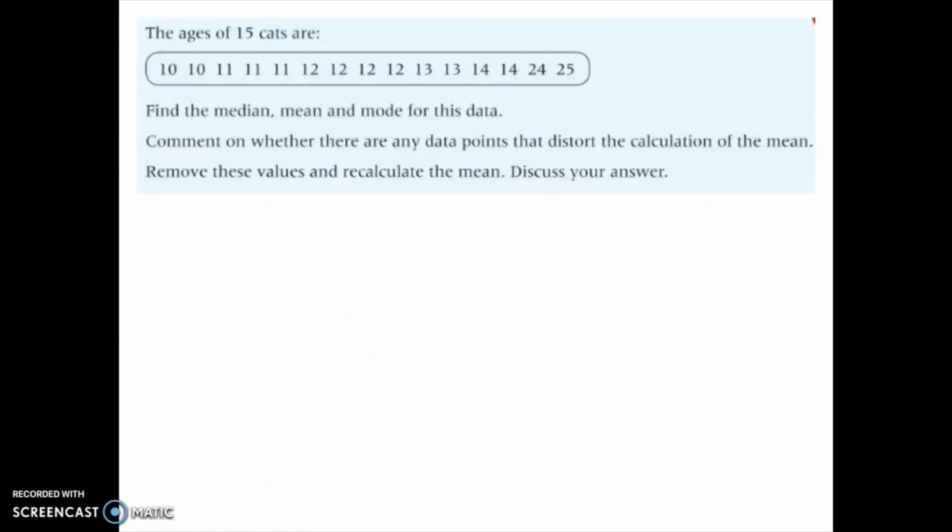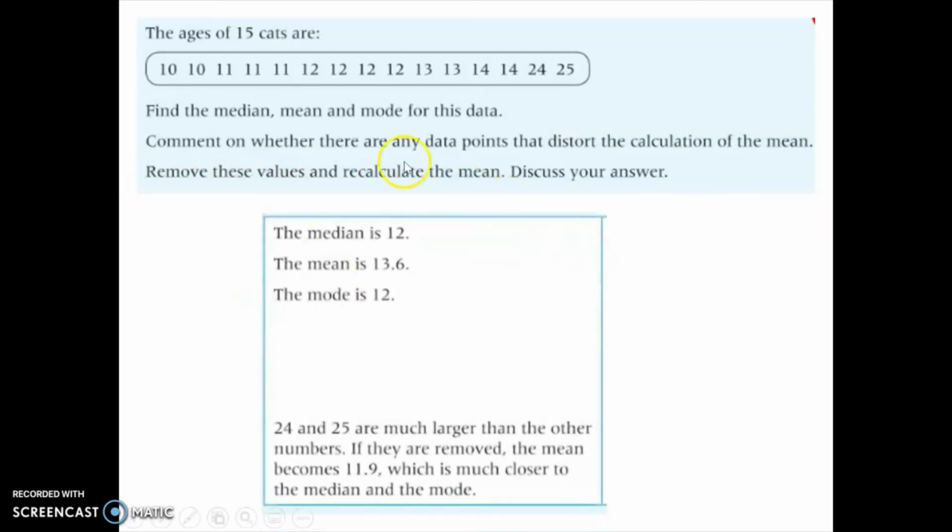Final question, we have the ages of 15 cats here. They're already sorted for you. Find the mean, median, mode, and then comment on whether there are any points that distort the calculation of the mean. So do you think any of these will really have a huge effect on the mean? Which points are those? And then remove the values you think will really affect the mean and recalculate the mean and see what happened.